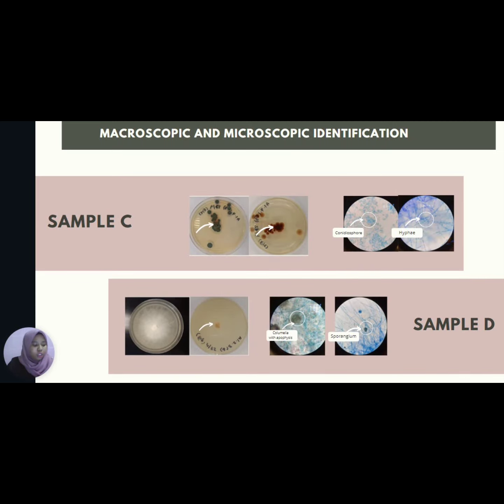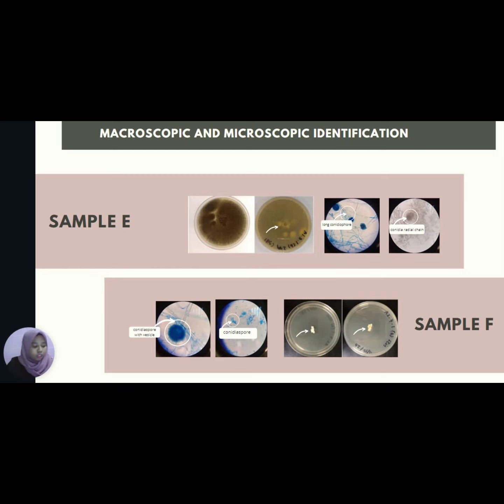For sample C, the colony was green with a white ring, and the reverse was brown. For microscopic, they are conidiospore and hyphae. In sample D, we can see that the colony was white, cottony, and had yellow pigmentation in reverse. And for microscopic, they are columella with apophysis and sporangium.